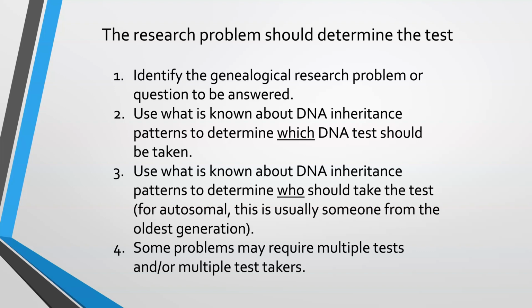In some cases, you may be the oldest generation, and that means that you yourself, and perhaps your siblings, if you have siblings, are the ones that should take the autosomal test. And perhaps your first cousins and some of your second cousins would be helpful too. Depending on the kind of question or problem you're trying to resolve here, you may need to take multiple tests. And you might need to have multiple test takers, as I said, you and your siblings, or your aunts and your uncles and your parents.